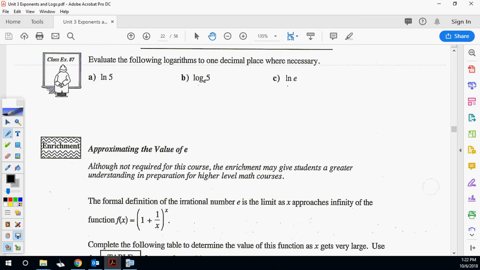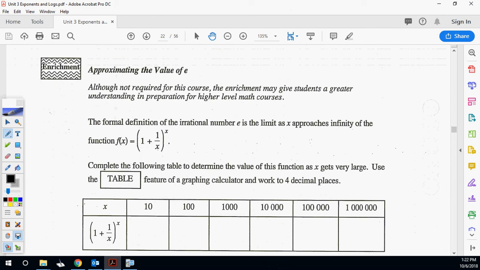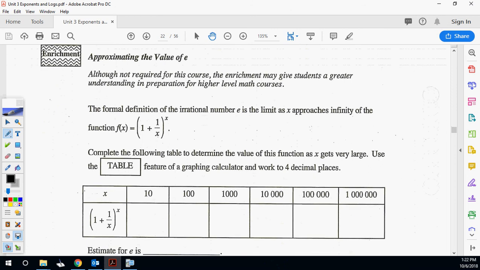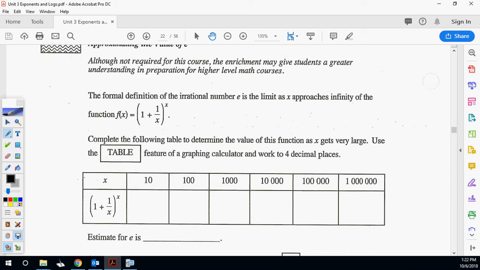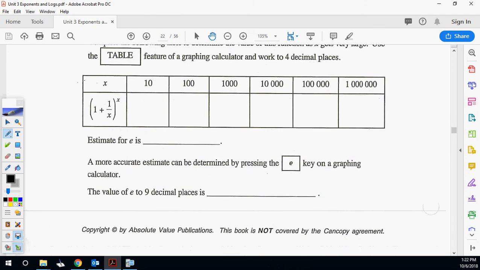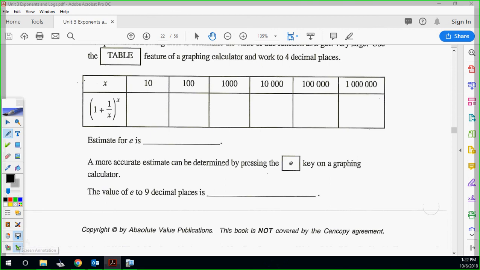Okay? All right, cool. So let's go to the enrichment part here, talk about where E comes from. E comes from this recursive function right here of (1 plus 1 over x) to the x. Okay, complete the following table, determine the function as x gets very large. So this is just approximating or showing you where E comes from. Similar to pi never ends, E is very similar.